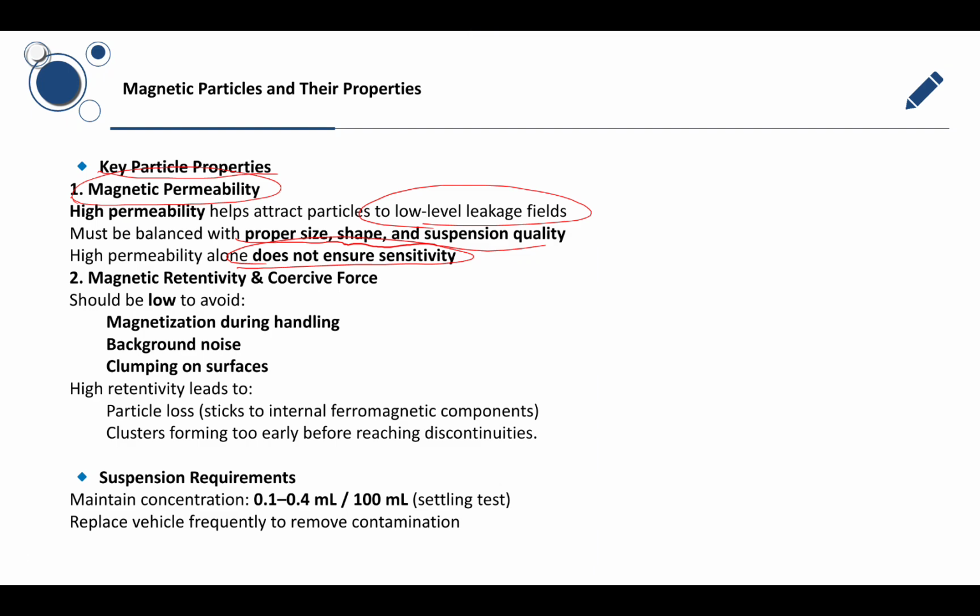For example, if you have highly permeable particles but they are too large and clumped together, they won't effectively form an indication. Next one is magnetic retentivity and cohesive force. These properties should be low for effective magnetic particles. Why? Because high retentivity leads to several problems.